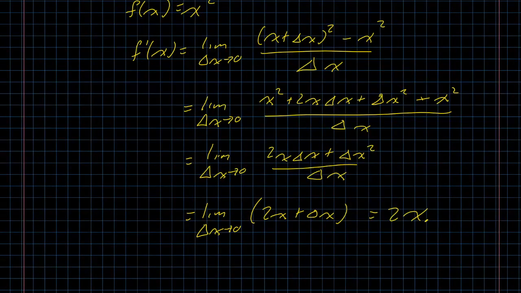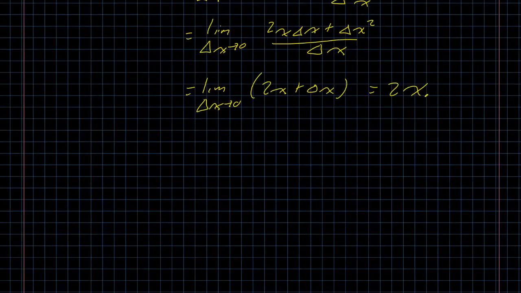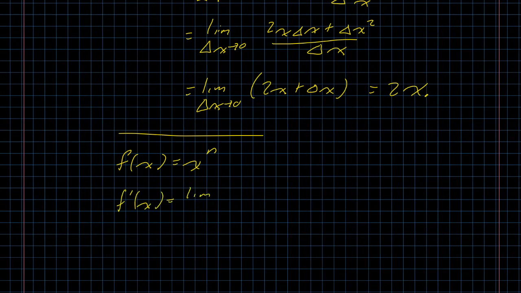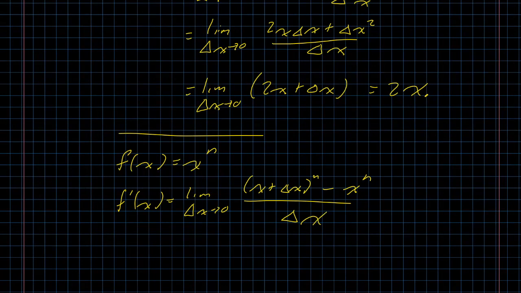All right, we could keep doing this indefinitely if we want to, but I'm kind of getting bored. So let's see if we can figure out a way to deal with a power function in general. F of x equals x to the nth power. F prime of x then will be the limit as delta x goes to 0 of x plus delta x to the nth power minus x to the nth power all over delta x.